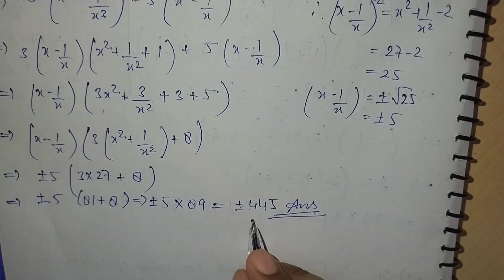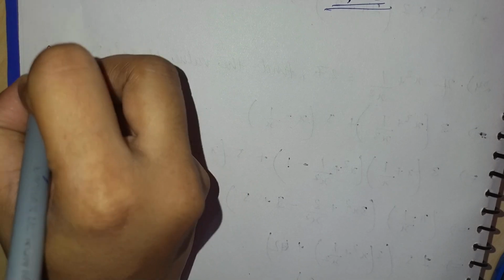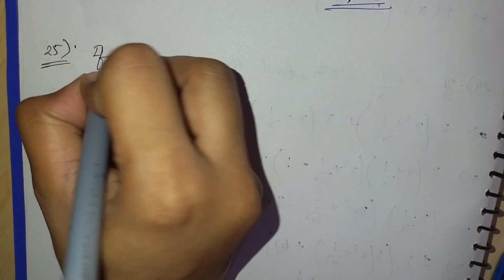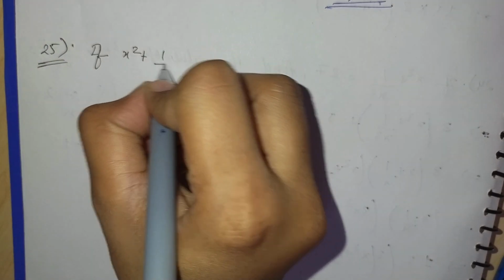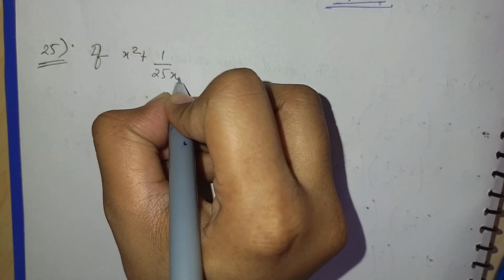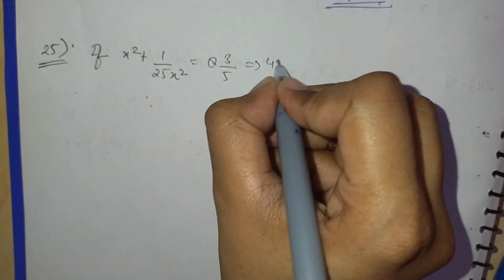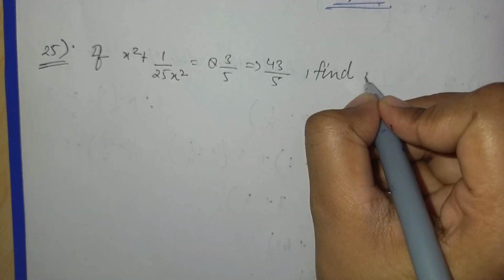The value of this is plus minus 445. Now let us solve the 25th question of this exercise, which says that if x square plus 1 by 25x square is equal to 8 3 by 5, which is 43 by 5, then we have to find x plus 1 by 5x.